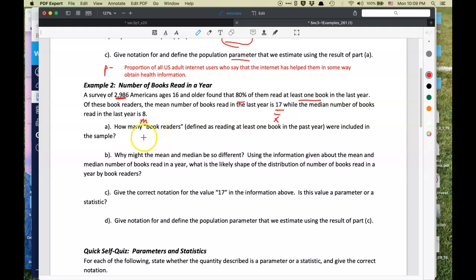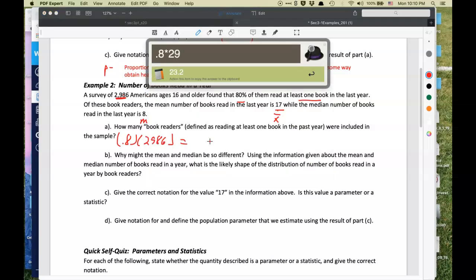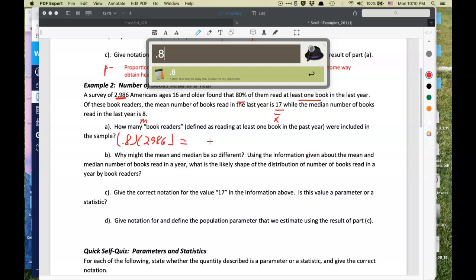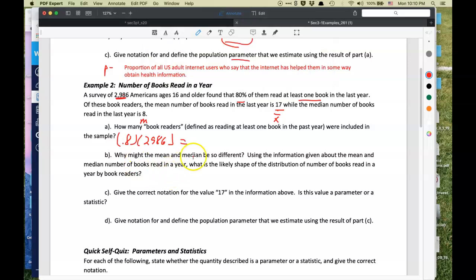So how many book readers were included in the sample? Well, 80% read at least one book. So if we take our 0.8 times 2986, we multiply that out, we get 2389, we'll round that off. All right, so that's the number of book readers.